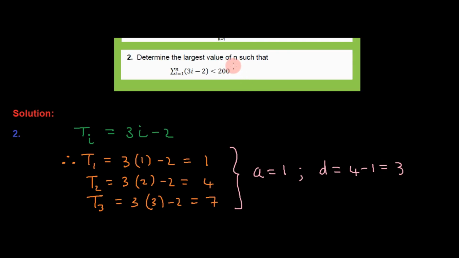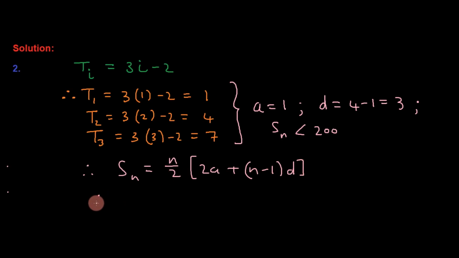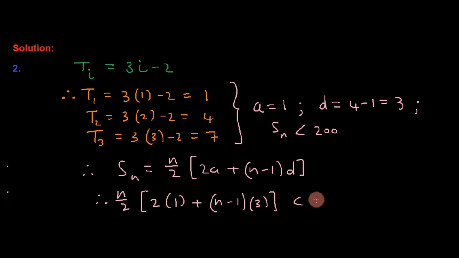We need to find n, but we also know that S sub n, the sum to n terms, must be less than 200. So using the sum formula, S sub n, we have n over 2 into 2a plus n minus 1 times d. d is 3. This must be less than 200.